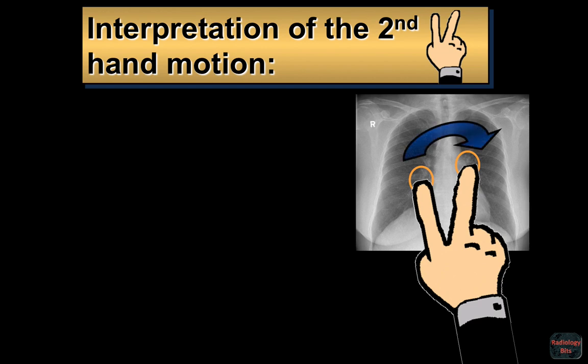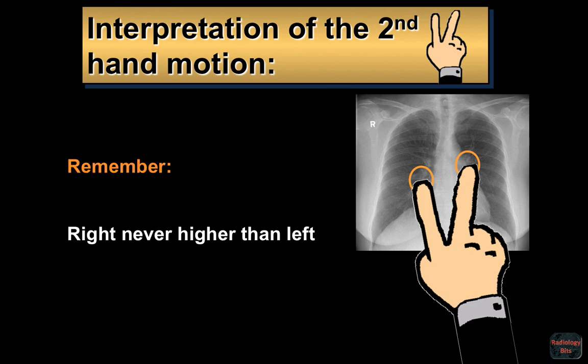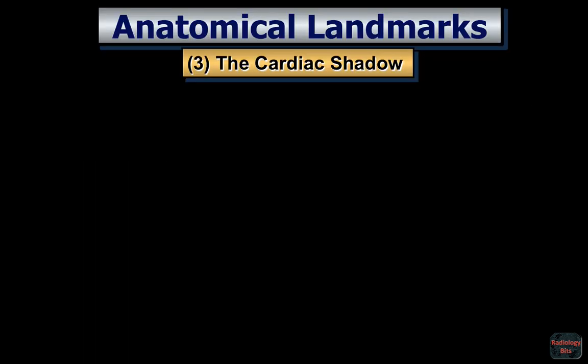And doing the hand motion trick and getting the opposite results, where your tilt changes to a clockwise position, this could mean the opposite, meaning that the left hilum may be depressed from a left lower lobe collapse, or the right hilum may be elevated from a right upper lobe collapse. Notice if you combine this hand motion with the first one, you'd actually know which lobe is collapsed. One thing to remember from this anatomical landmark is that the right hilum should never be higher than the left hilum. Now to the third anatomical landmark, which is the heart.